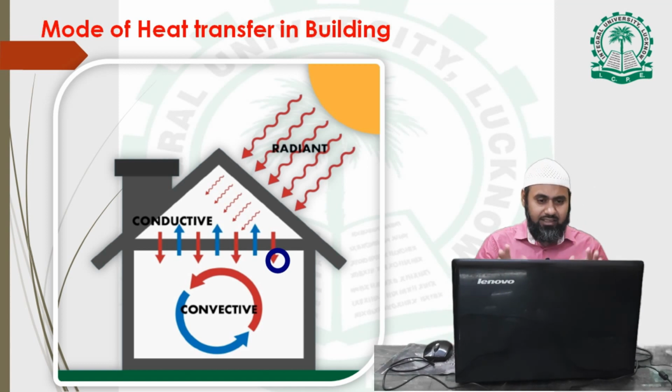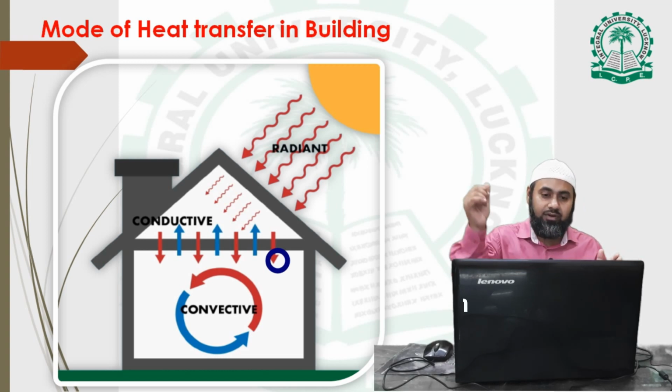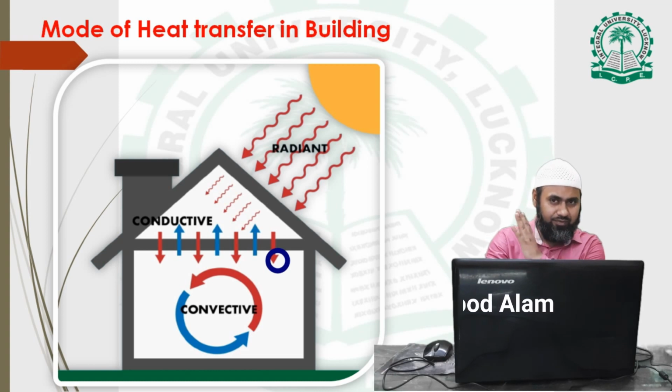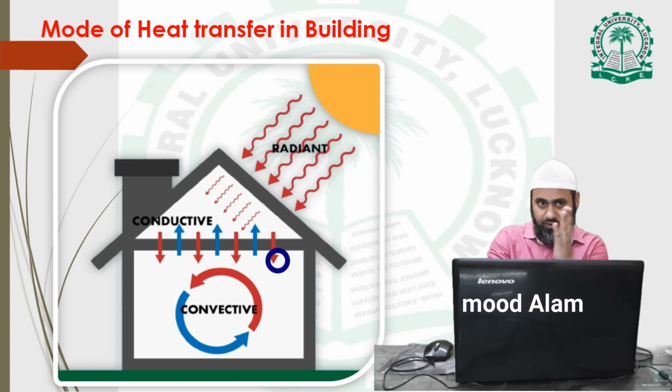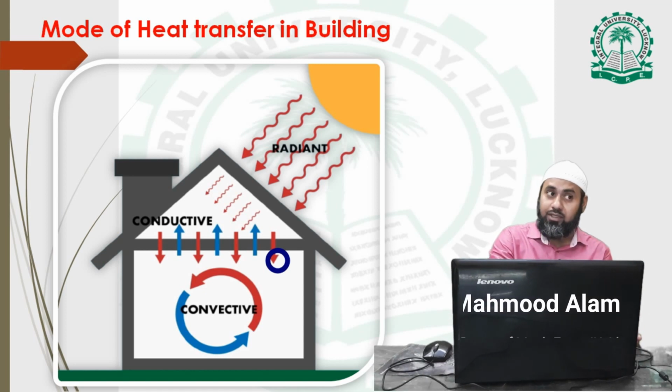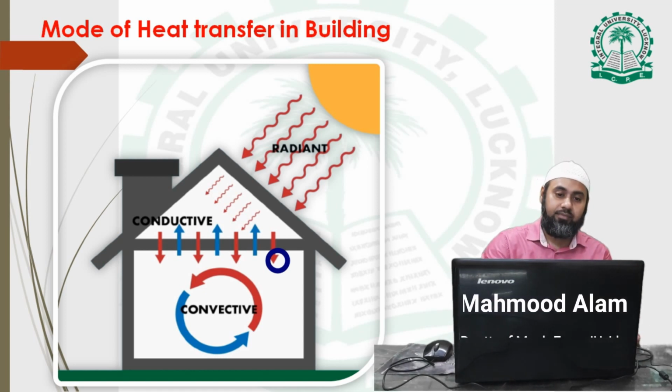So we can easily understand with the help of this diagram that heat is trapped or accumulated in the building with all three media involved: radiation, conduction, as well as convection. So this was the basic funda of the modes of heat transfer. With the help of this diagram, we can easily understand how the heat is transferred in various modes from the sun to the space where we live.